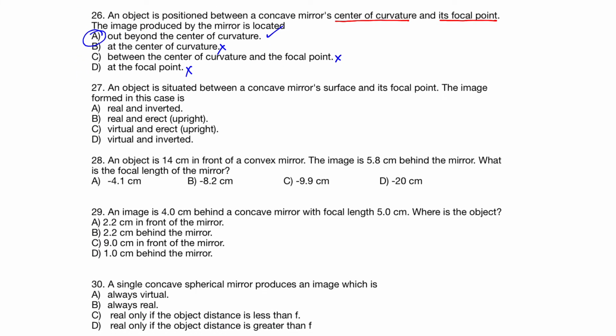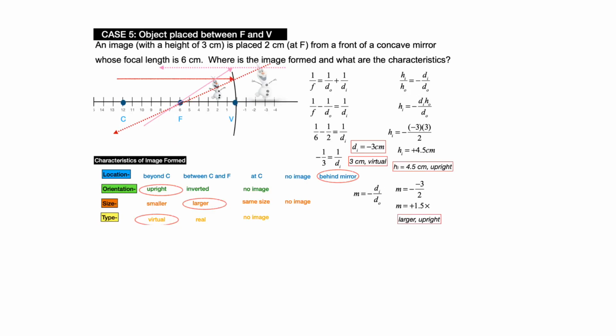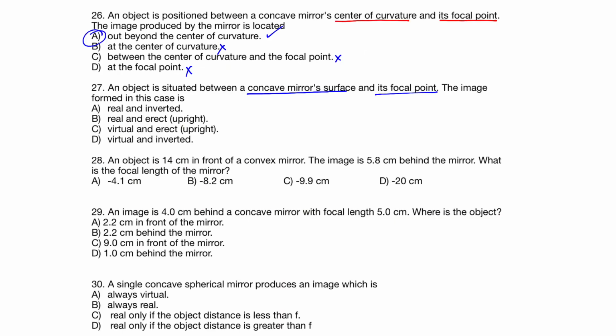Next, number 27. An object is situated between a concave mirror surface and its focal point. The image formed in this case is, so this is for the case number 5, wherein the object is between F and V, so that is always behind the mirror, upright, larger, and virtual. So the answer for number 27 is letter C, virtual, erect, or upright.